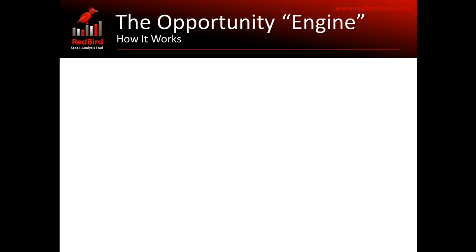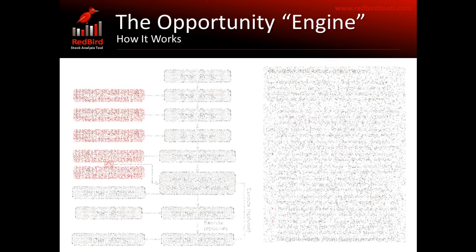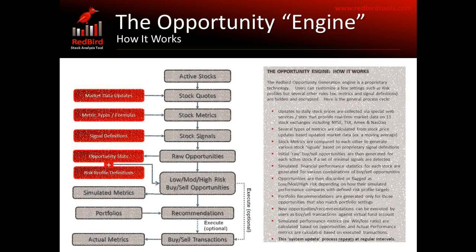The Opportunity Engine, how it works. RedBird's Opportunity Engine is proprietary technology. Users can customize a few settings such as risk profiles, but many of the other rules are hidden and encrypted. However, here's generally how the process works. Users define a set of active stocks that they wish to monitor or trade. Several types of metrics are calculated or recalculated based on updated market data.